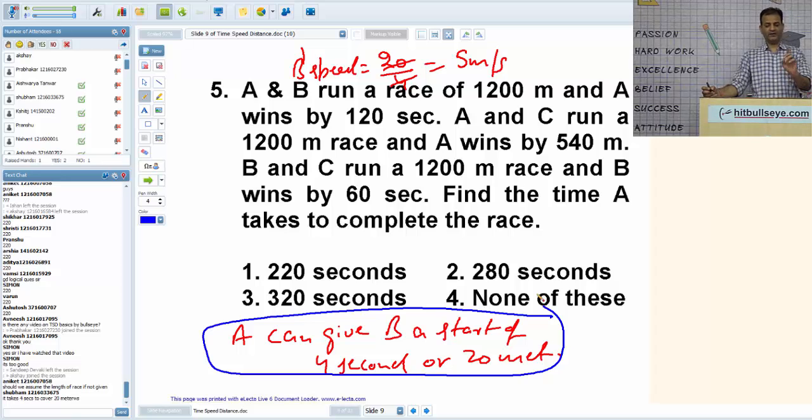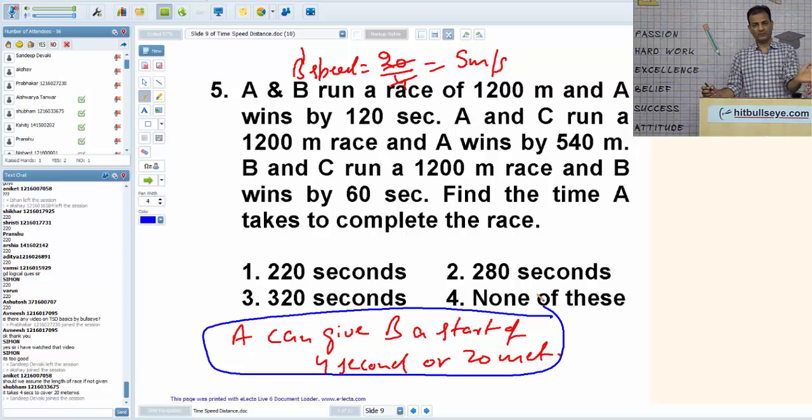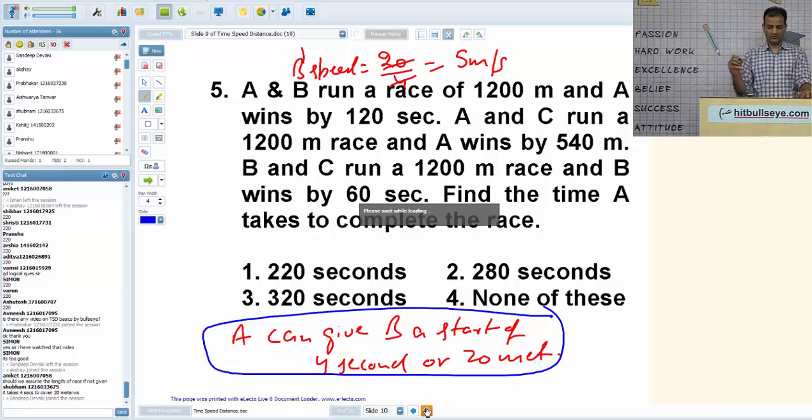So it is the speed of B, not the speed of A, because A is saying to B, either you can be ahead by 20 meter or you can run for 4 seconds. So this thing is applied over there. Clear? Now see how we can apply it.